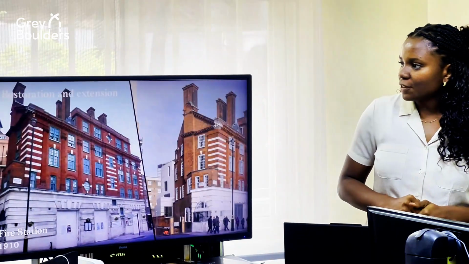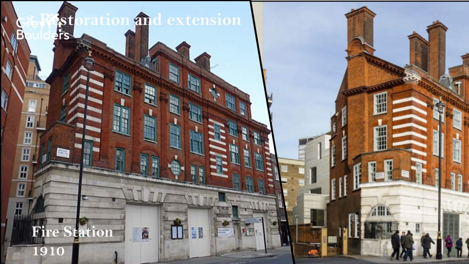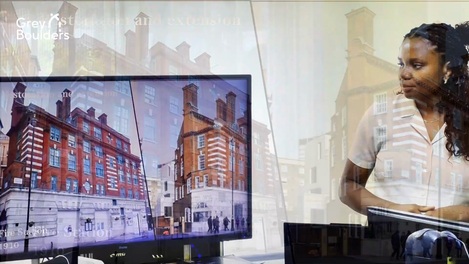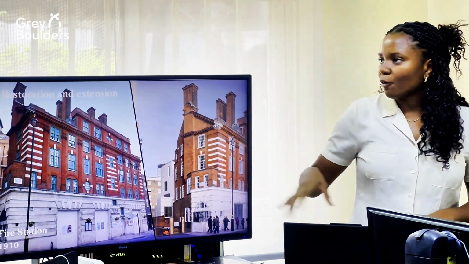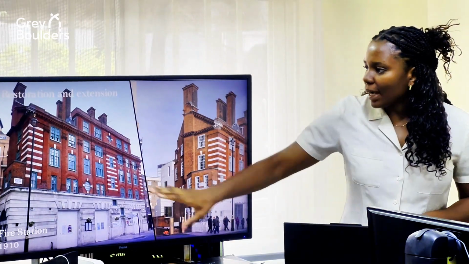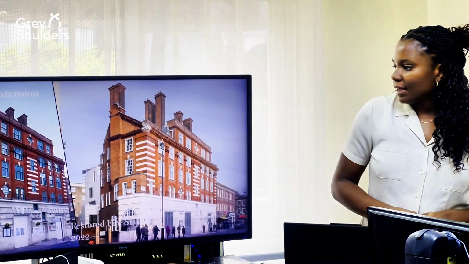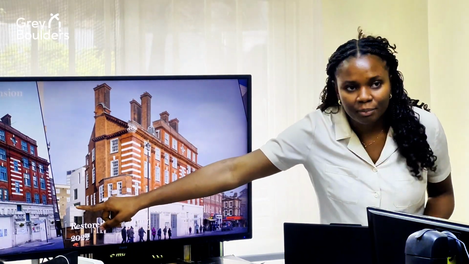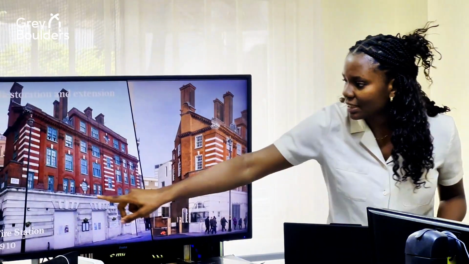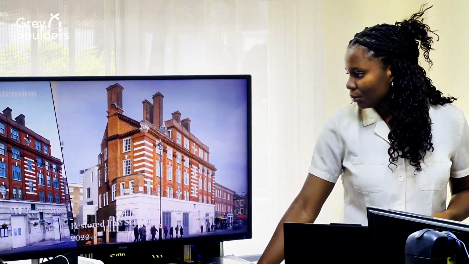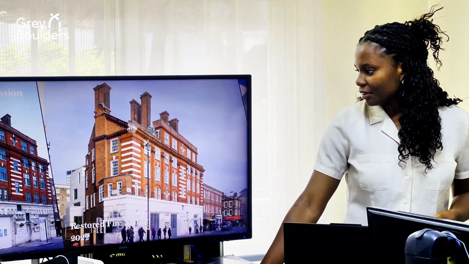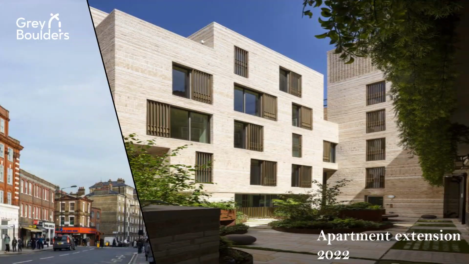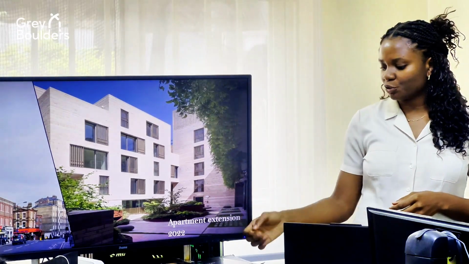And the next example is for restoration and extension. This is a fire station in London in 1910. It was left for, I think, up to 14 years as gold. And this is it now in 2022. So you can tell, can you really see the difference? Not really. But then you look here, behind it, that structure wasn't existing before because it is now this. So this was extended behind that building to meet residential needs. So it's no longer a fire station because they extended to its residential needs.